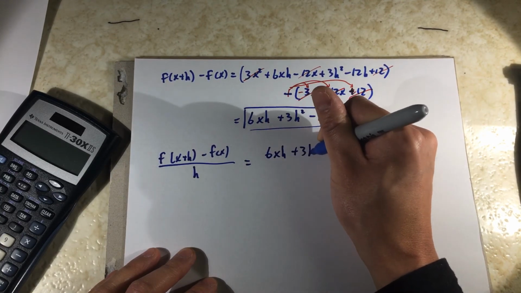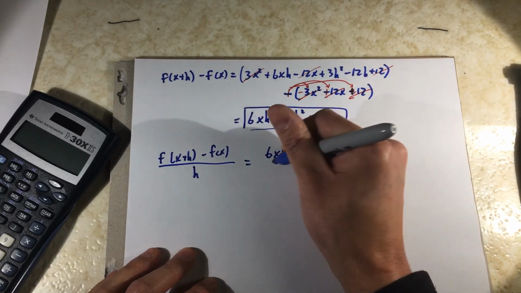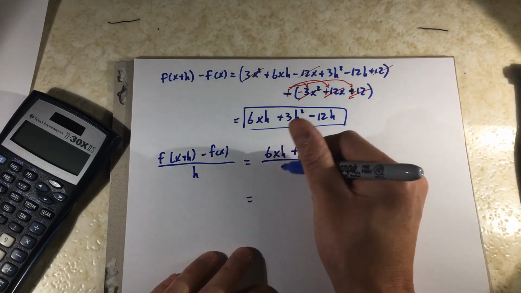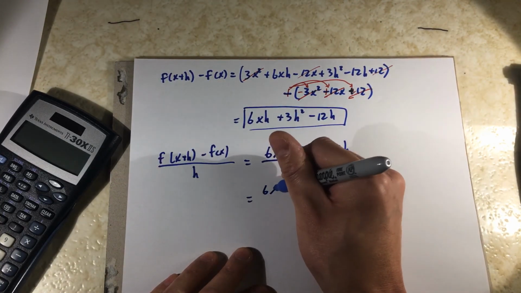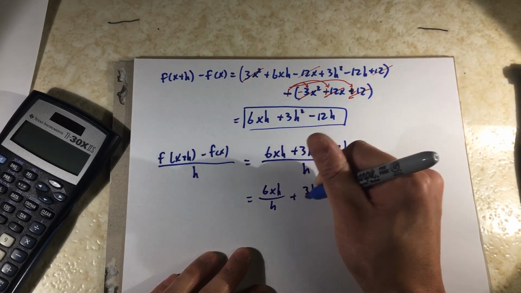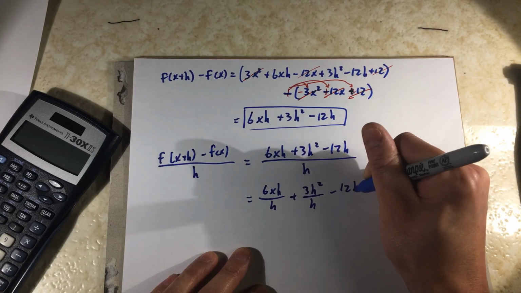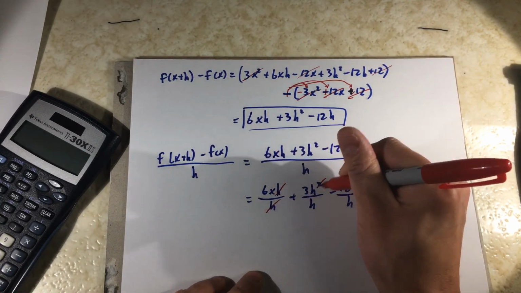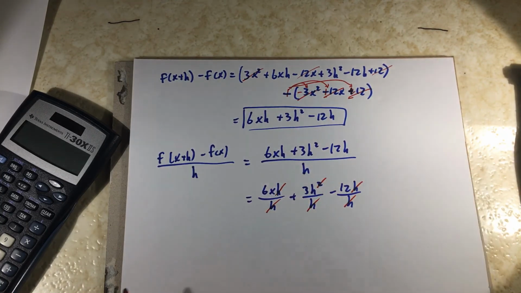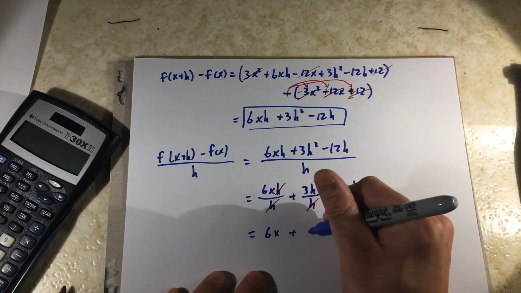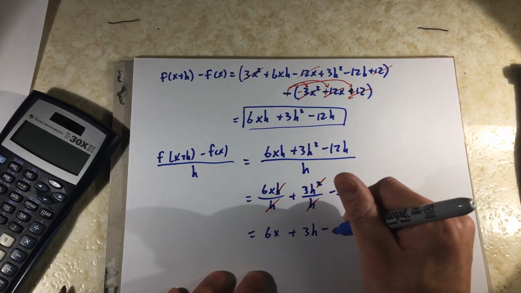And then we have f of x plus h minus f of x over h. 6xh plus 3h squared minus 12h over h. And I'm going to take each of those and divide each term in the numerator by the denominator. 6xh over h plus 3h squared over h minus 12h over h. And we get a cancellation. And so this becomes 6x plus 3h minus 12.